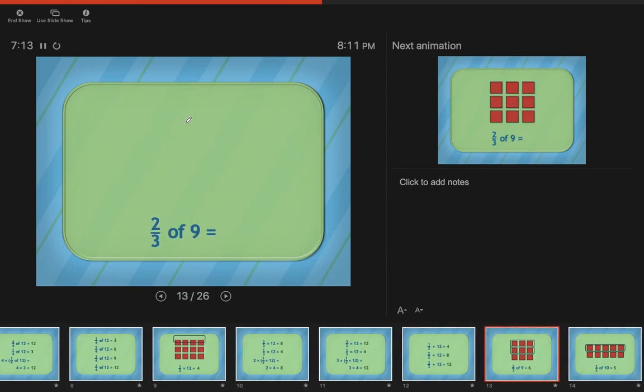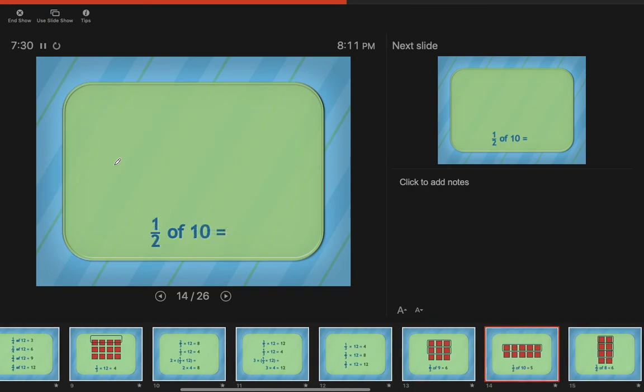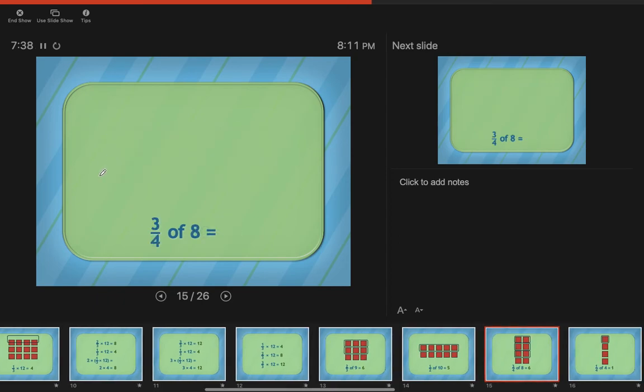What if I have 2/3 of 9? So I've got 9 total squares here, and they're divided into sets of 3. What if I just chose 2/3? How many squares would I have? 6. What about half of 10? I've got 10 squares. How much would half be? Hopefully you said 5. What about this one?